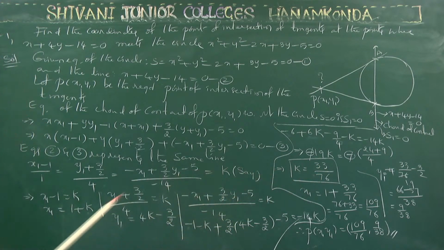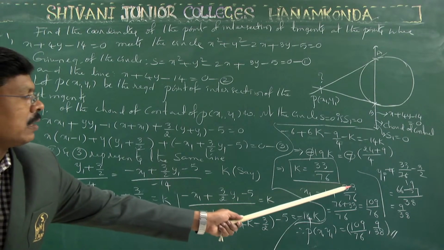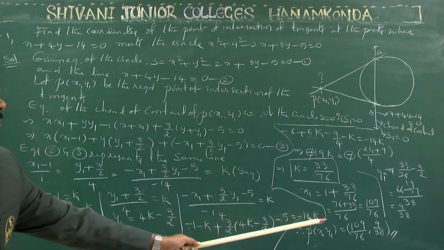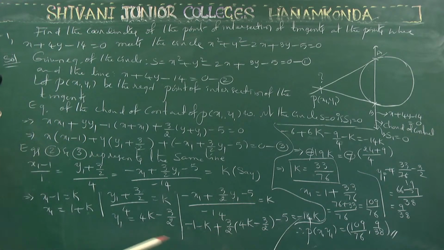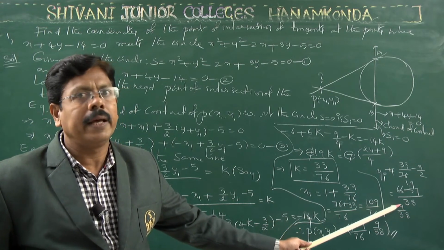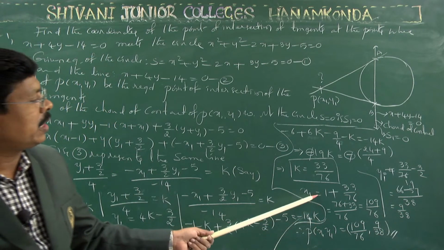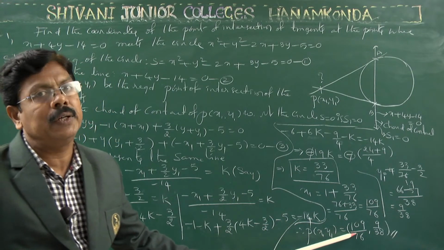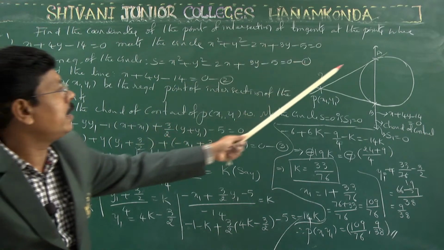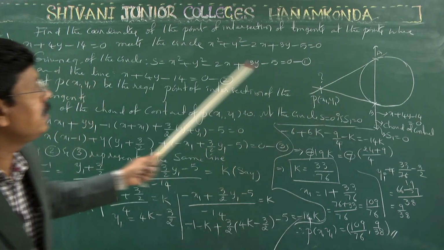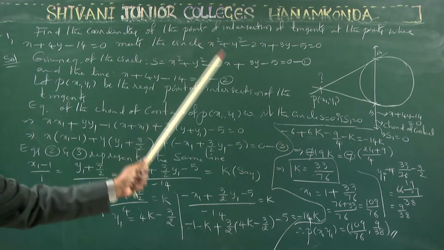Okay, 33 by 76. Next, again, x1 is 1 plus K. In place of K, 33 by 76. After LCM, what about the x coordinate? 109 by 76. Okay, fine. What about y1 is nothing but 4 of K, 33 by 76 minus 3 by 2. After simplifying, what about 9 by 38. So you know that the x coordinate and y coordinate are the required point. See, the coordinates of the point of intersection of the tangents, okay na? So it is one of the processes, okay na?